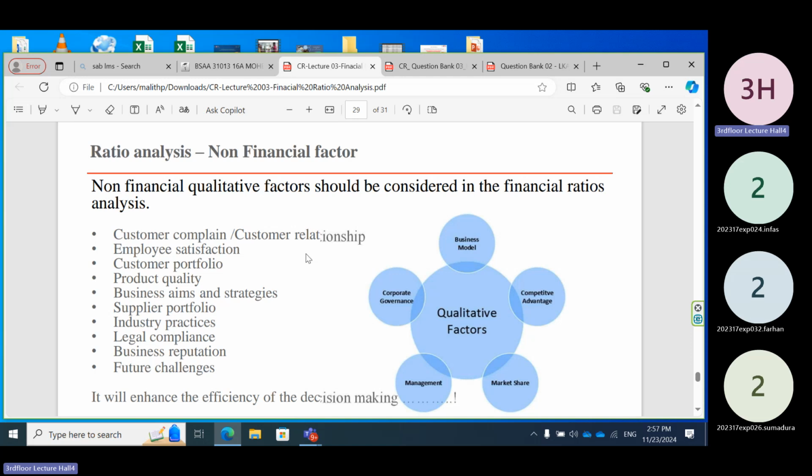So they are doing innovations. They are releasing some new products to the market. So then, other thing is business reputation, future challenges, and supplier portfolio.